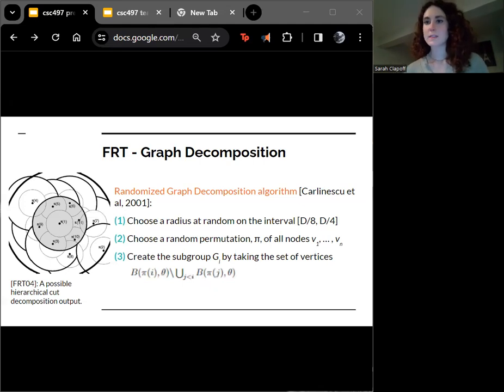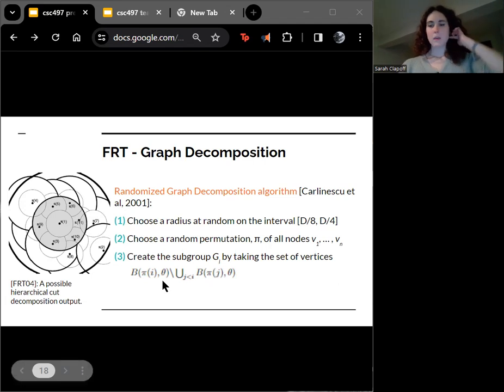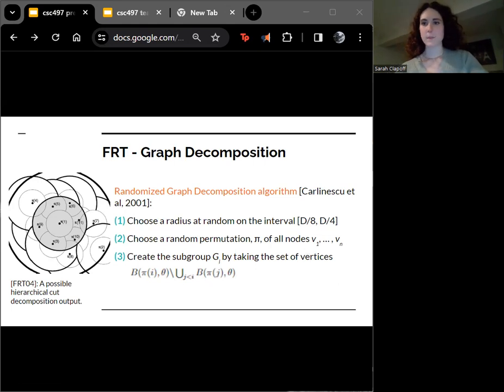And so on level I, the subgroup GI is created from all of the vertices within a distance theta from the center pi of I, which you can also think of as the ith vertex in this permutation. Then we subtract all of the balls of radius theta that have a center that came before I in the permutation. And so this gets rid of already assigned vertices. The ith ball is still built even if pi of I is already included, because it hasn't been the center of a ball yet. So it might just be a smaller partition.